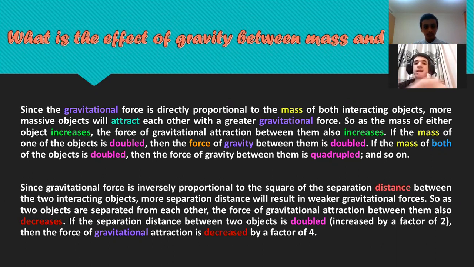Since the gravitational force is inversely proportional to the square of the separation distance between the two interacting objects, more separation distance will result in weaker gravitational force. So as two objects are separated from each other, the force of gravitational attraction between them also decreases. If the separation distance between two objects is doubled, then the force of gravitational attraction is decreased by a factor of 4.